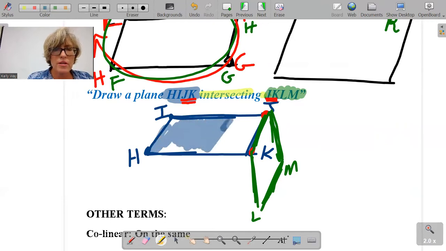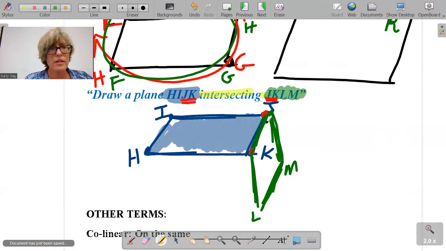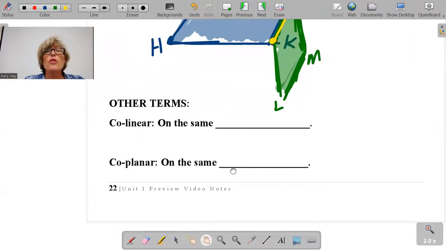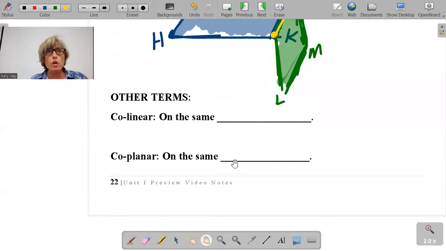That is an example of my plane. I'm going to shade it. HIJK, intersecting the two-dimensional JKLM, intersecting at that segment. There's your letters. Here's some more grammar terms, how things put together.